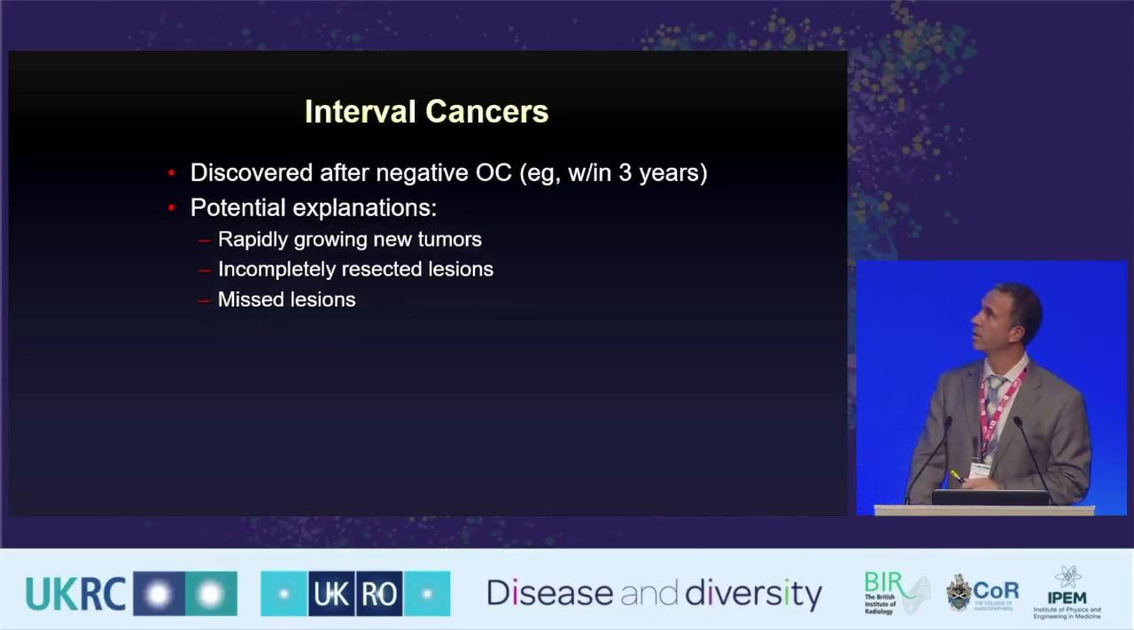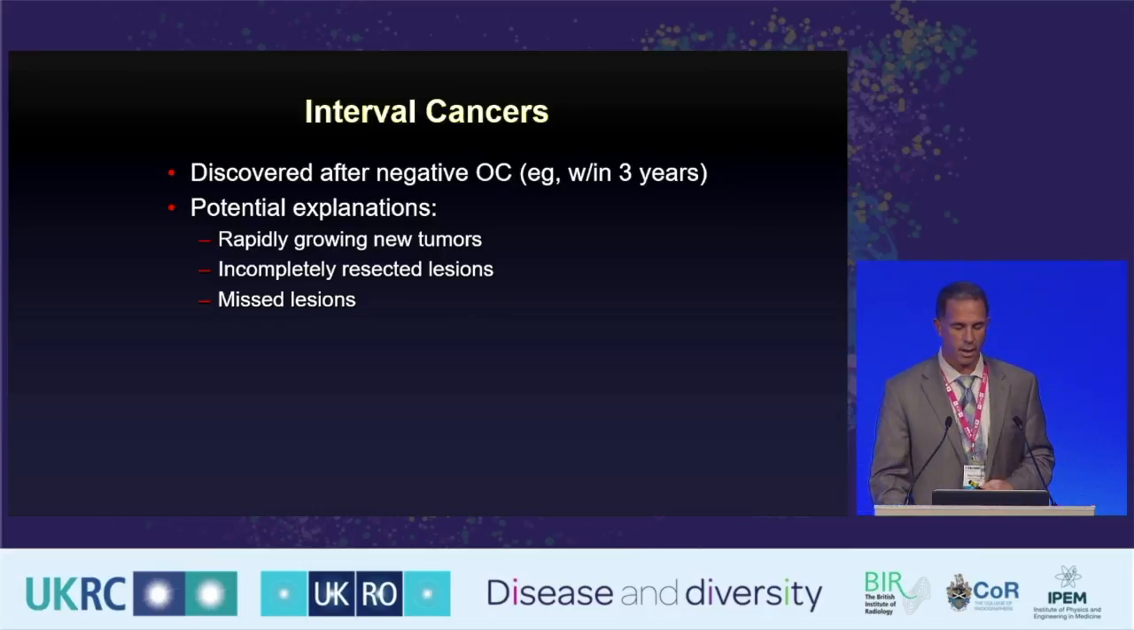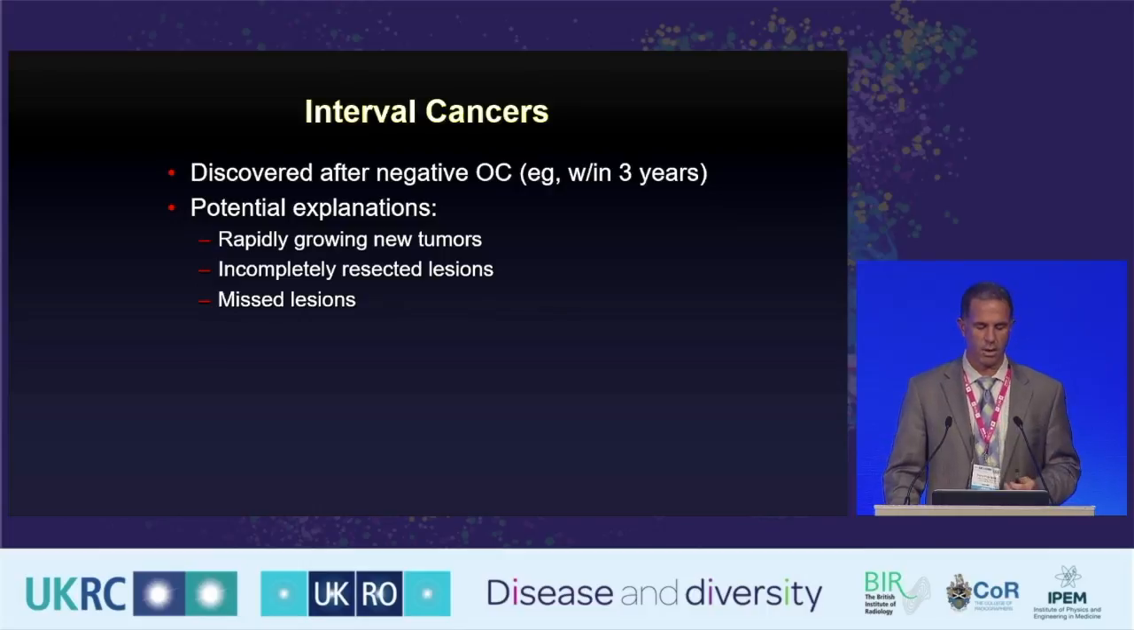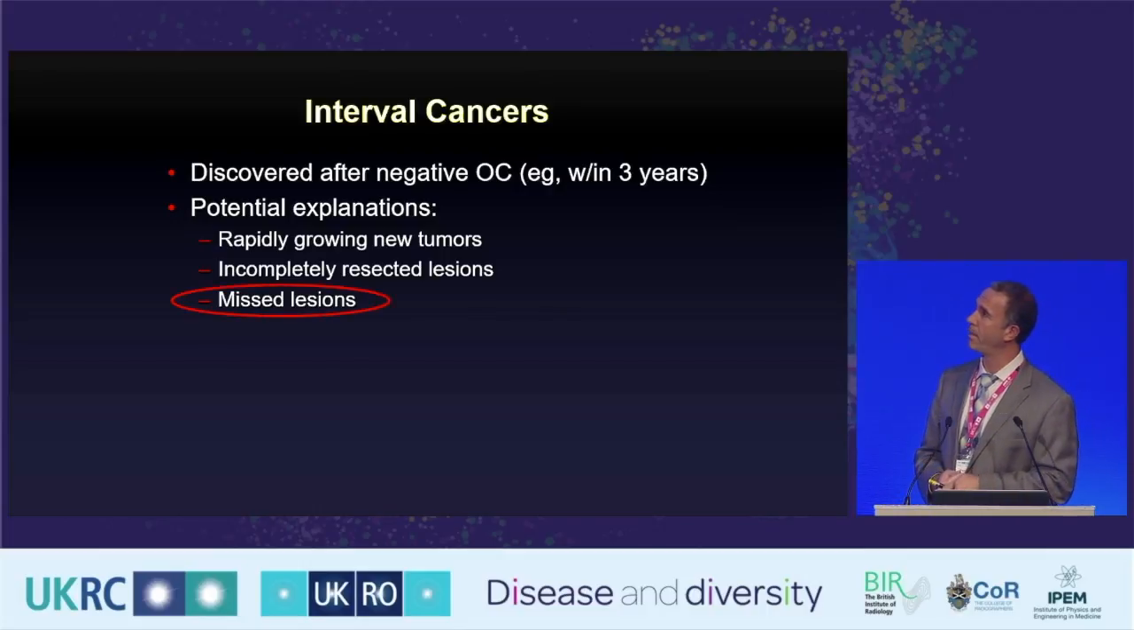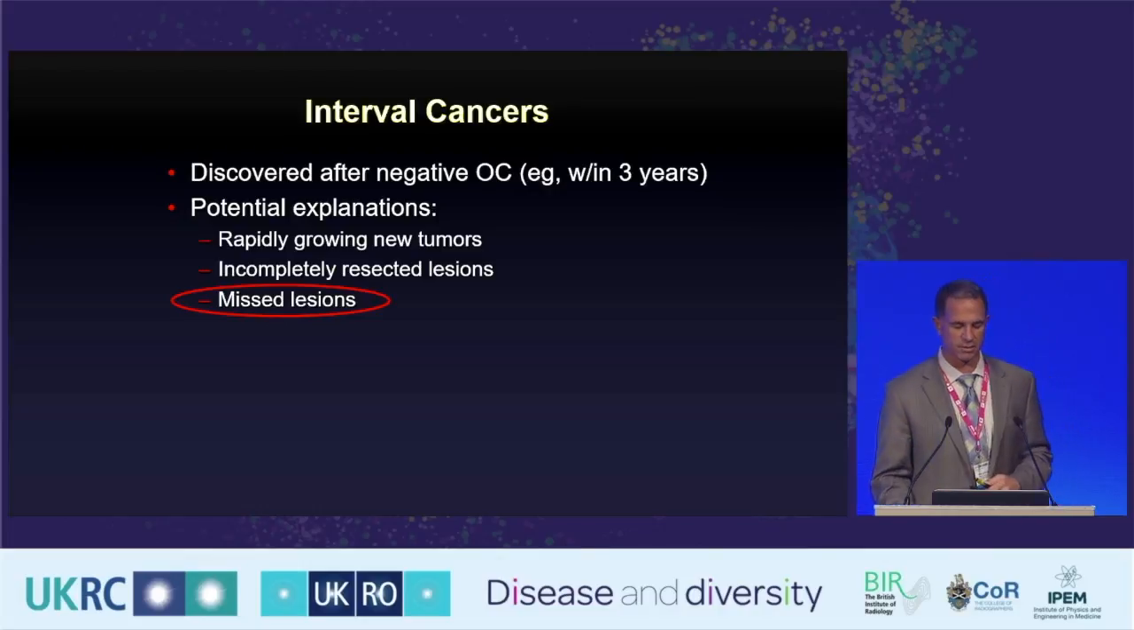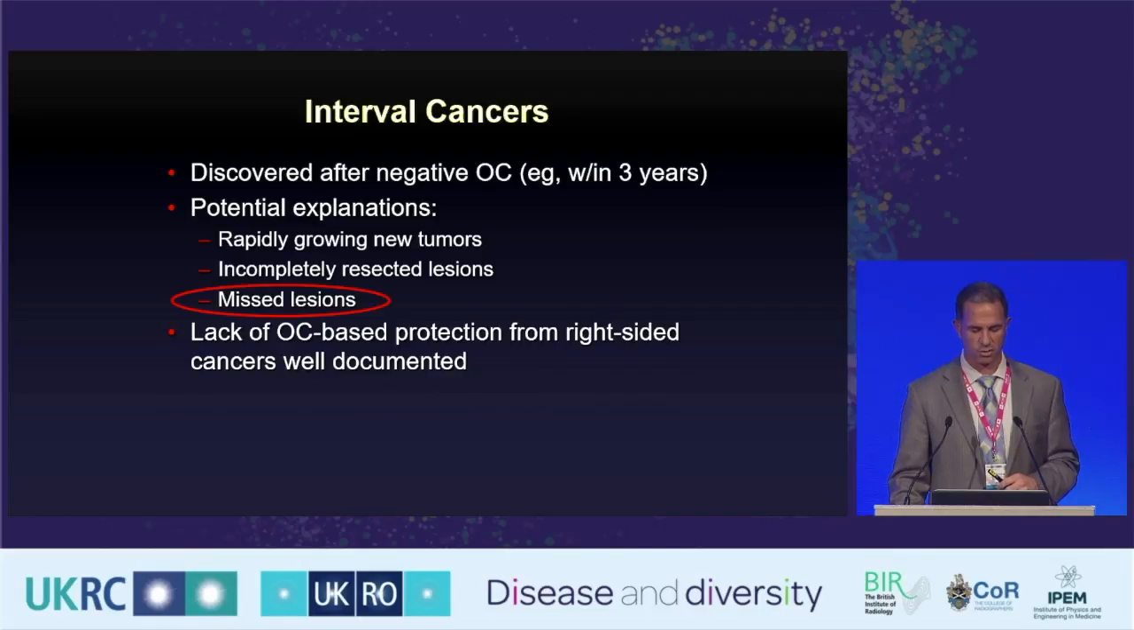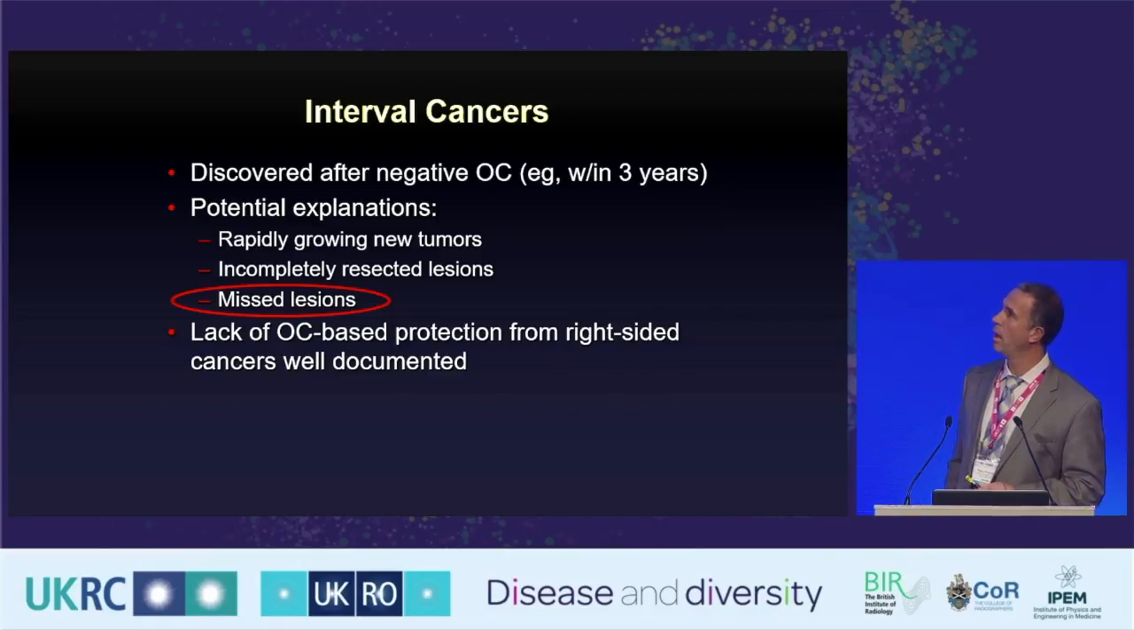Possible explanations would include that these could be rapidly growing, maybe incompletely resected, which of course they would know about, or missed lesions. And I think it's pretty widely appreciated or agreed upon that the vast majority of these are missed lesions. I'll show some evidence from CTC that that's probably the case for us as well. And we all know that colonoscopy has long had this poor protection of right-sided cancers.